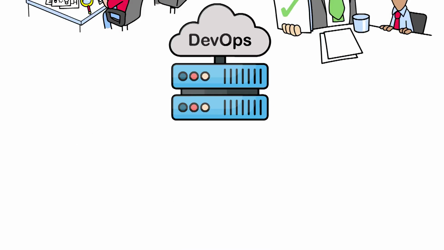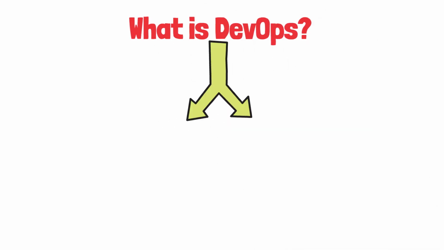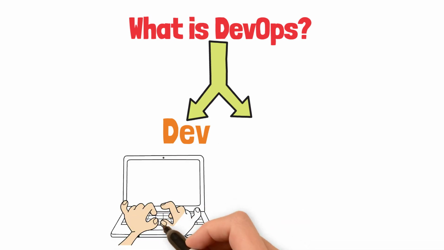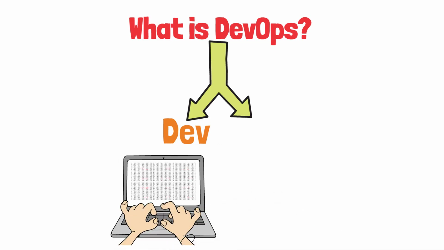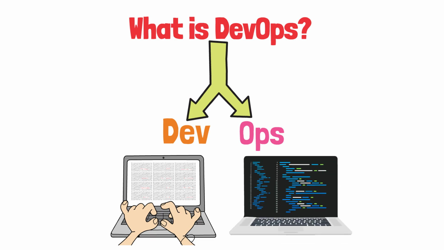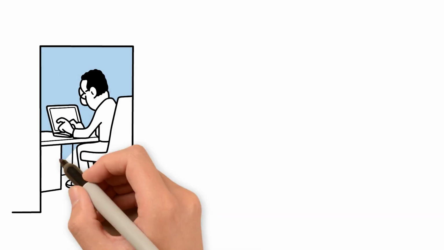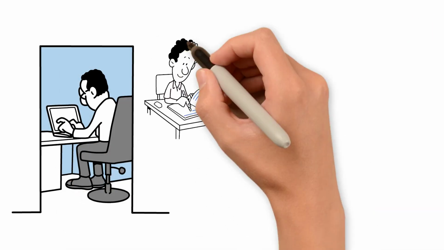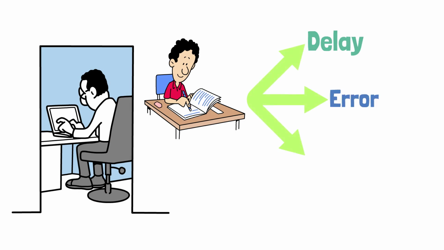What is DevOps? The word DevOps comes from two words. Dev equals developers, people who write code. Ops equals operations, people who run the code on servers or computers. Before DevOps, developers and operations teams worked separately, just like kids working on a project without talking to each other. This caused delays, errors, and stress.